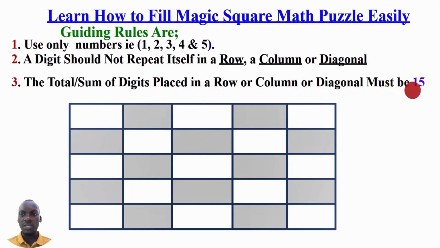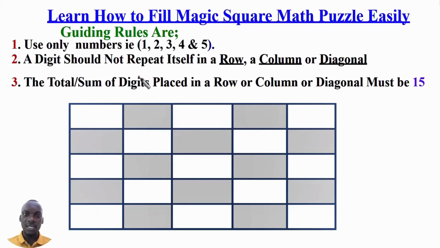Then rule number 3, the total or sum of digits placed in a row or a column or diagonal must be 15. So we are going to keep on placing these digits from 1 to 5 in the gaps in this magic square we have, and we should not repeat any digit in the row, in the column, and even in the diagonal.